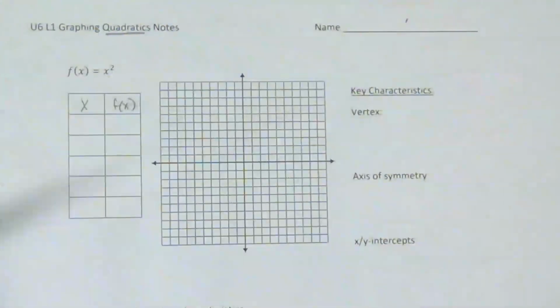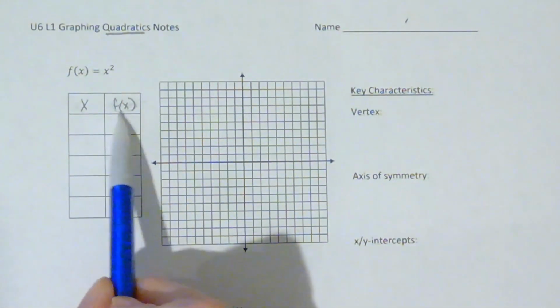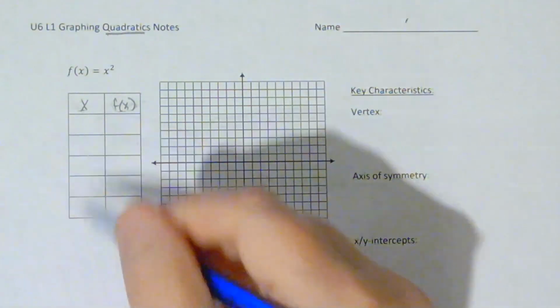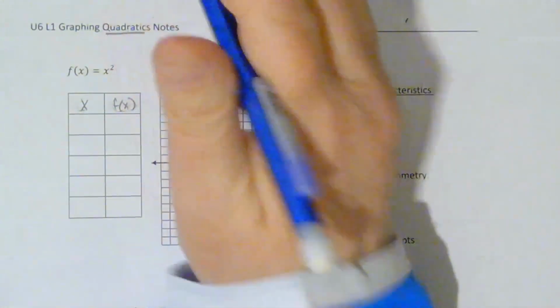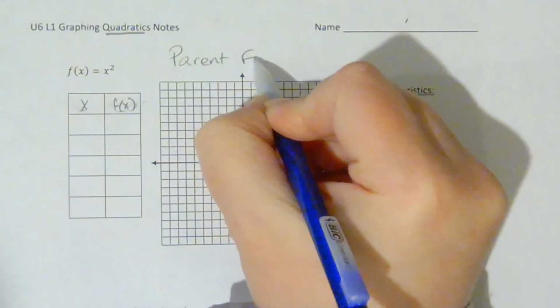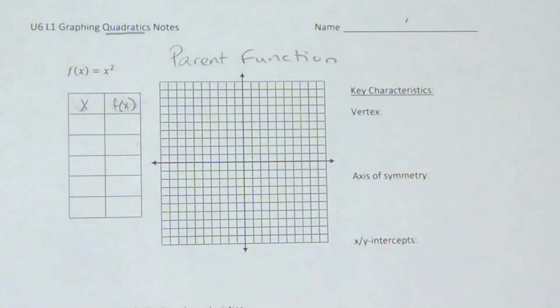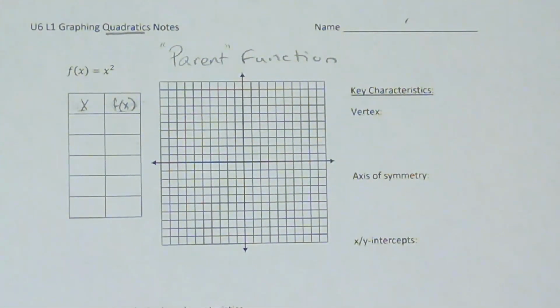Sometimes we'll write input output, sometimes we'll write x and f of x. f of x is a result of the value that you put in for x. So in this table, we're going to graph what is called the parent function. And once we know something about the parent function, that's going to help us graph every quadratic function. Some teachers call it the base function. I call it the parent function. In fact, all the Ozark teachers call it the parent function.